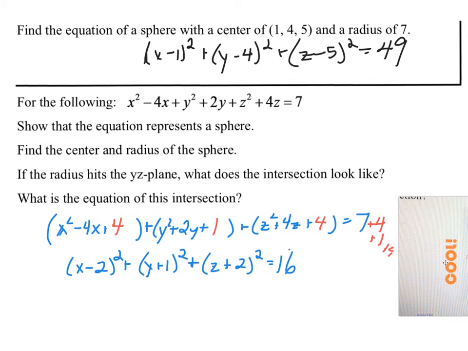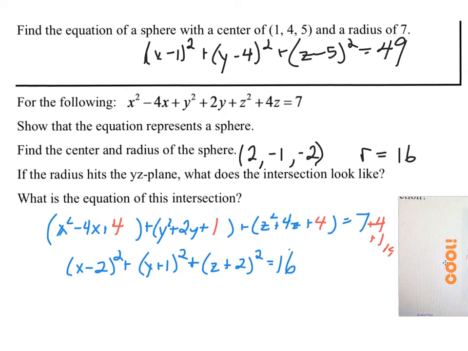Okay. So going back up, it says, does it represent a sphere? It sure does. We've found that everything is squared. This is the clue. And we've got it equal to this radius squared. So it says, well, what's the center? Well, x has been adjusted to be 2 units over. y is 1 unit down, or 1 unit over, and z is -2. Okay, and the radius squared is 16.